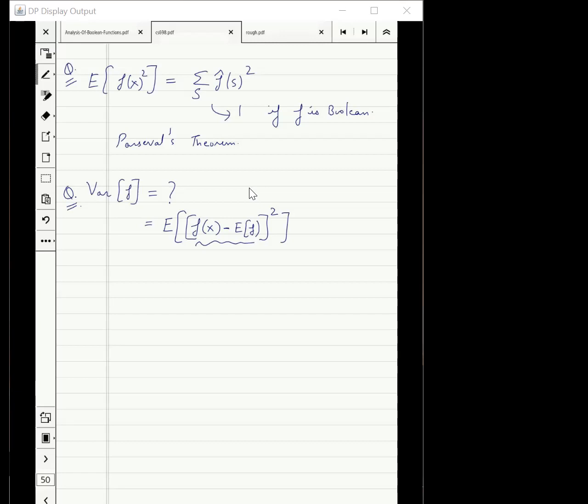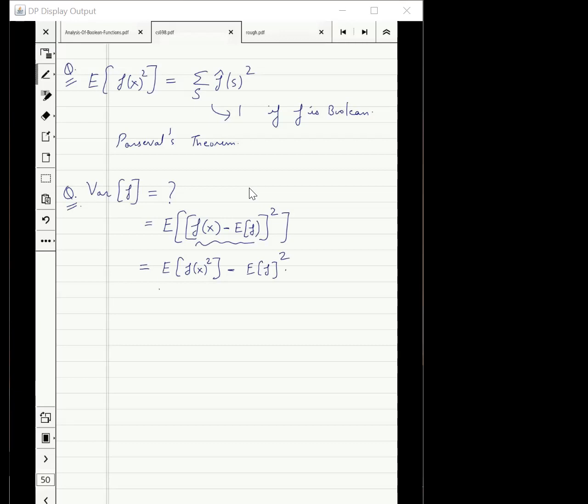Okay. Yes, good. So now this is going to be expectation of f(x) square minus expectation of f whole square. Is that correct? Yes, it is. Now, this is just by opening it up, right? If you open it up and apply linearity of expectation, you will get this. Are there any doubts about how I got this?